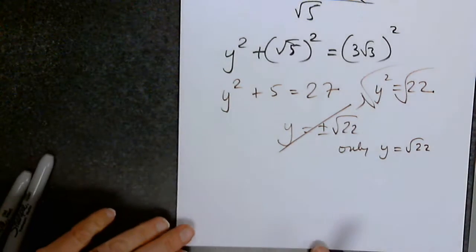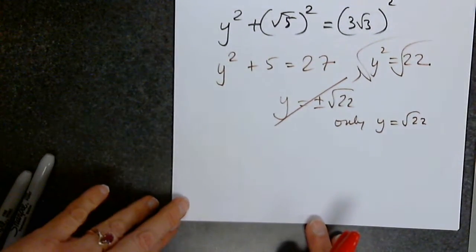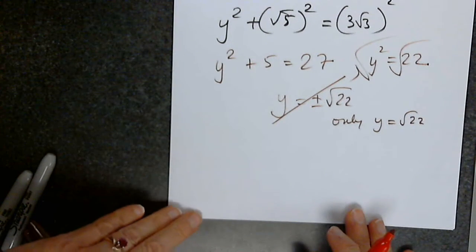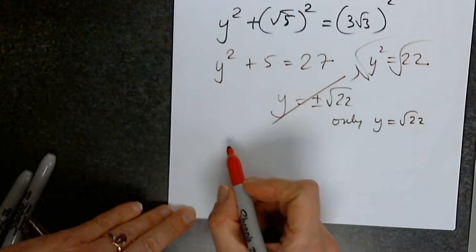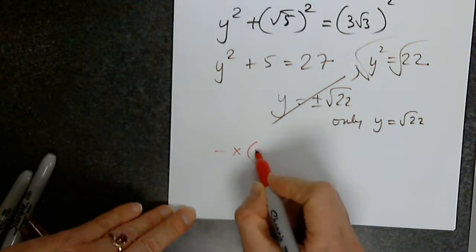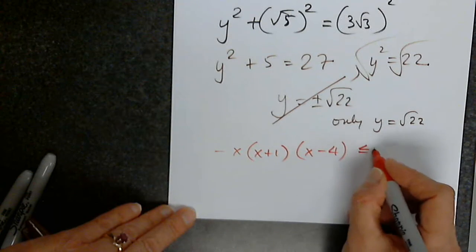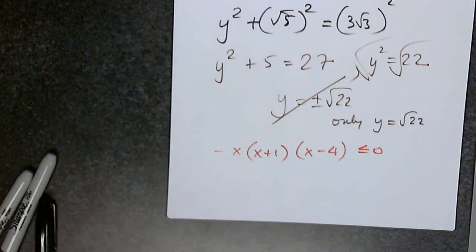Any questions? Let's look at solving a polynomial inequality, like negative x plus 1, x minus 4, less than or equal to 0. Let's review that.